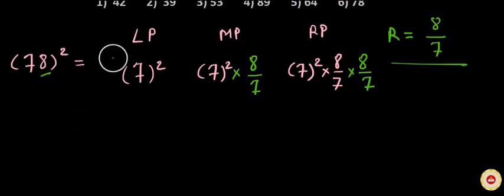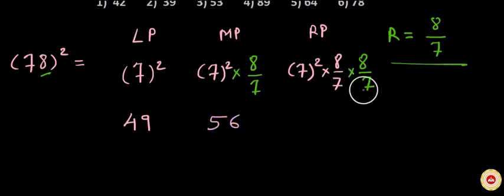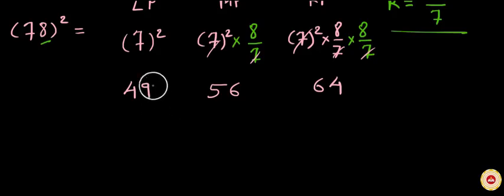Now let us calculate further. What is 7 squared? 49. Now cancel this 7 which is in the denominator and this 7 which is in the numerator. So 7 multiplied by 8. 7 8s are 56. There are two 7s in the denominator and two 7s in the numerator, so cancel two 7s and two 7s. That means 8 multiplied by 8. 8 8s are 64. Correct? Now we have got three parts. Left part is 49, middle part is 56, and right part is 64.